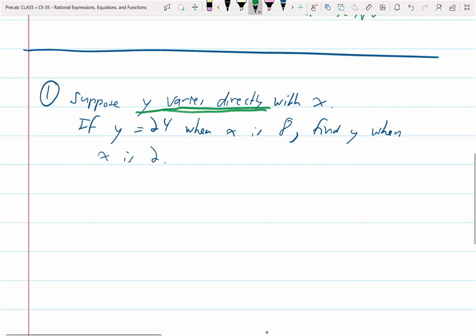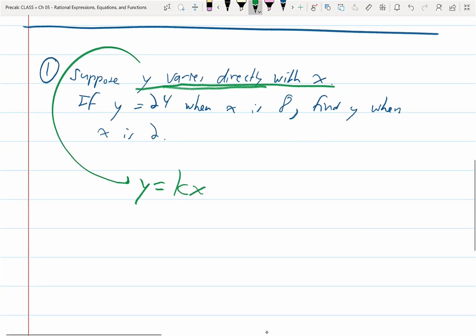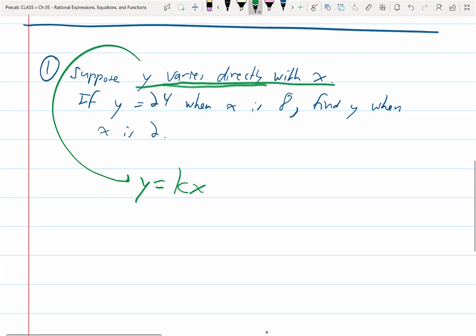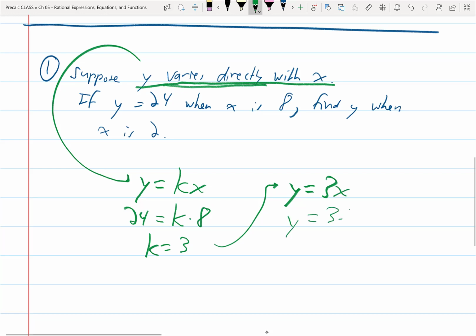So we look at y varies directly with x. This means that y is equal to some constant times x. Then I'm going to take y equals 24 when x is equal to 8 and substitute that. If I solve, I get k is equal to 3, which means that now instead of y equals kx, I have y is equal to 3x. And then finally find y when x is 2. I would get y equals 3 times 2, or y equals 6.